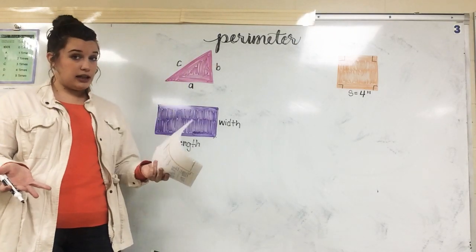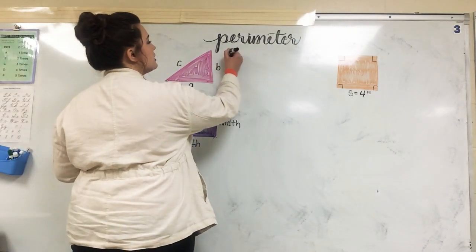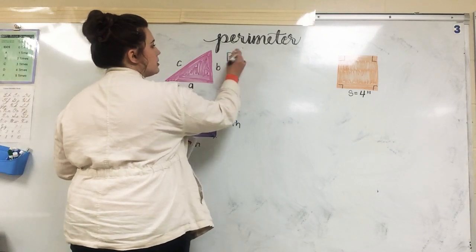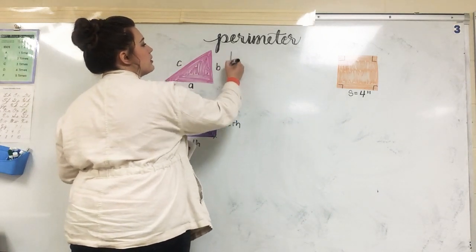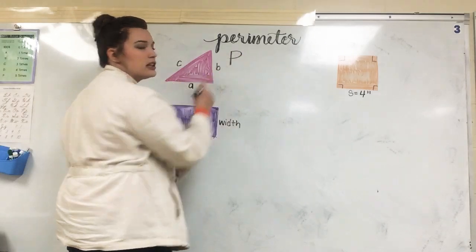And what the formula for perimeter of a triangle, so in formulas, let me try and write big. Okay, can you see that all right?